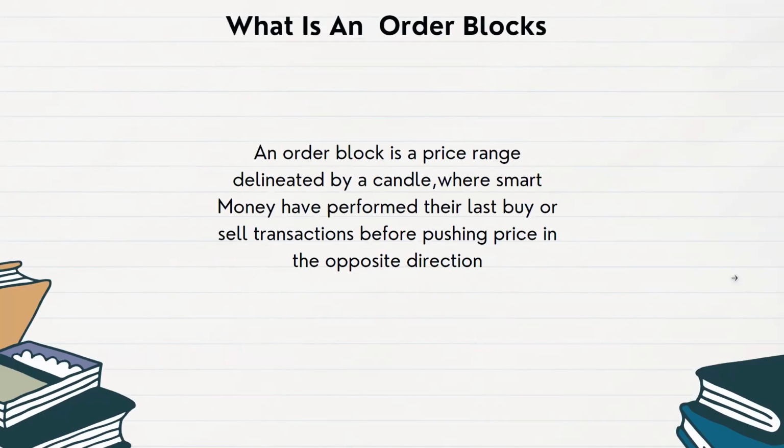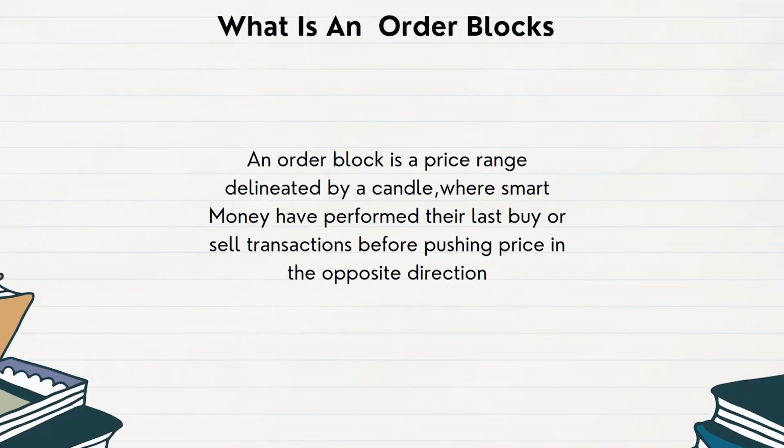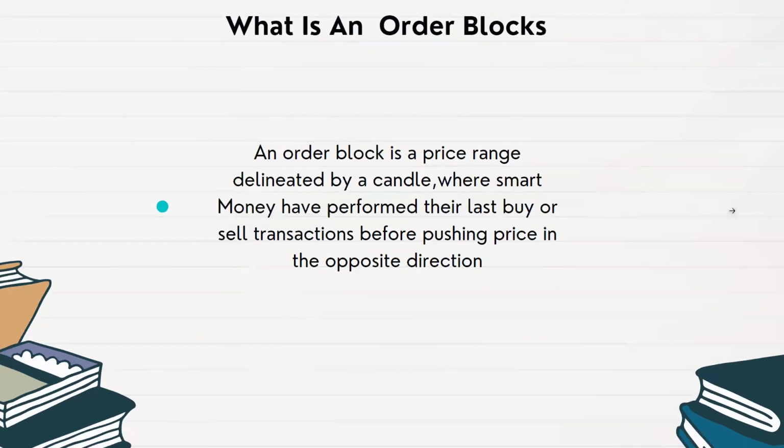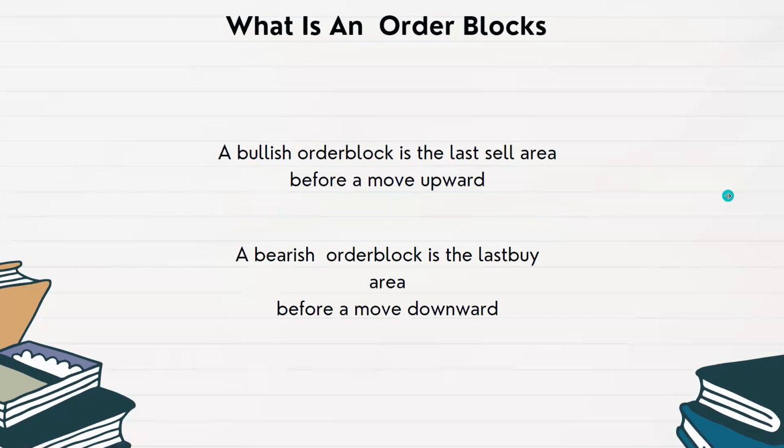What is an order block? Now, an order block is a price range delineated by a candle where smart money have performed their last buy or sell transactions before pushing price in the opposite direction. So that's to say that a bullish order block is the last sell area before a move upward, and a bearish order block is the last buy area before a move downward.